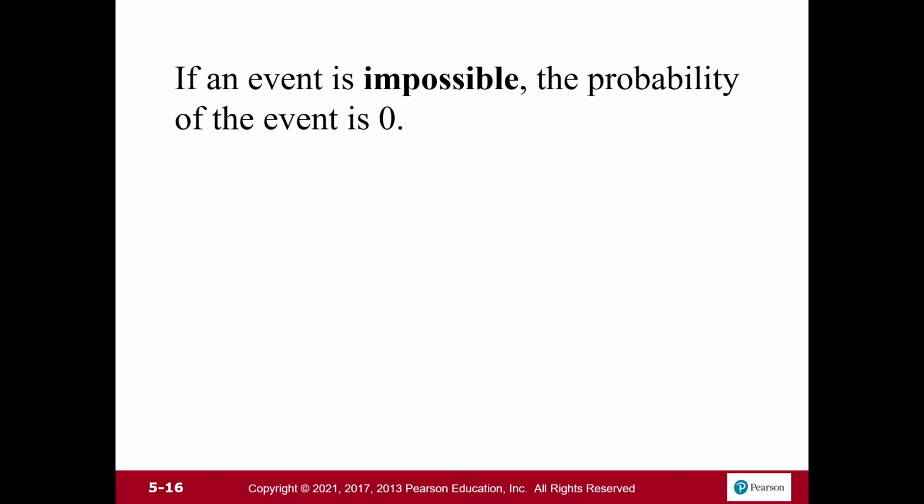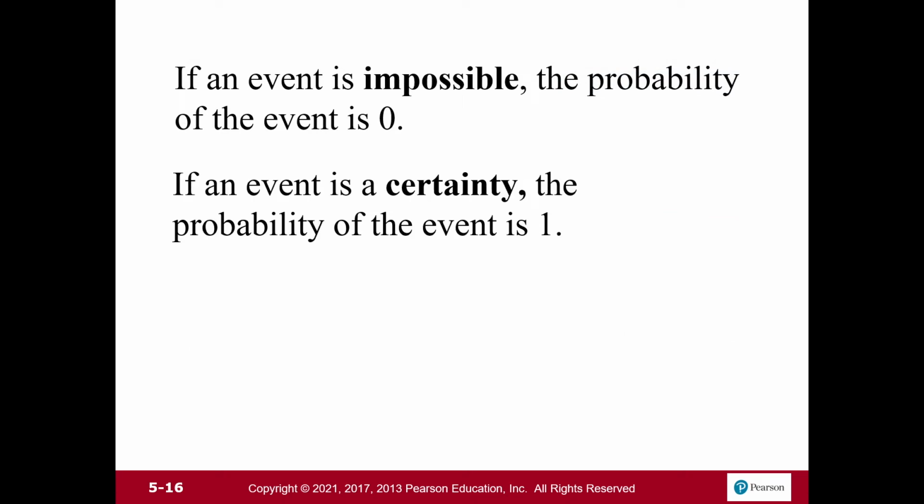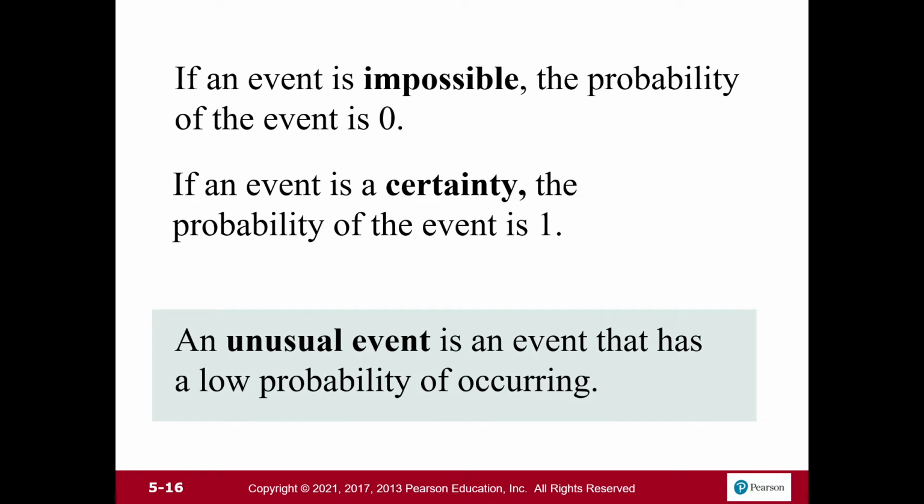If an event is impossible, the probability of the event is 0. If the event is a certainty, the probability of the event is 1. An unusual event is an event that has a low probability of occurring.